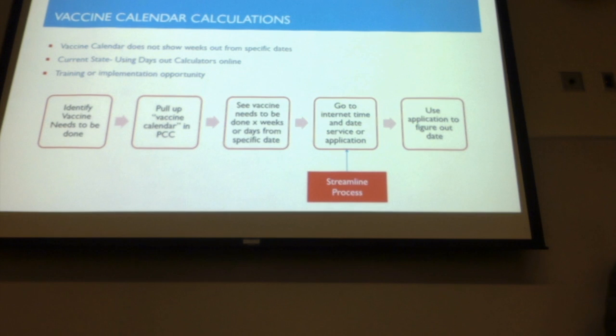So they have to go online to a time and date calculator, plug in the specific date plus 36 weeks, and this will give them the date that they actually need. So we think that this is something that could be built in easily into PCC, or if that functionality is already there, it's another training opportunity in order to streamline the process.